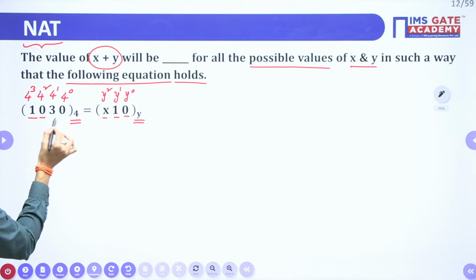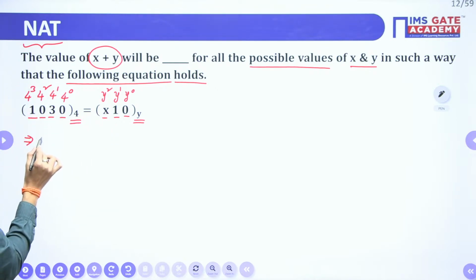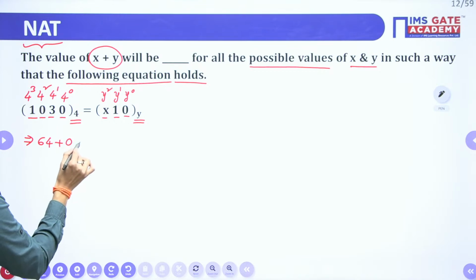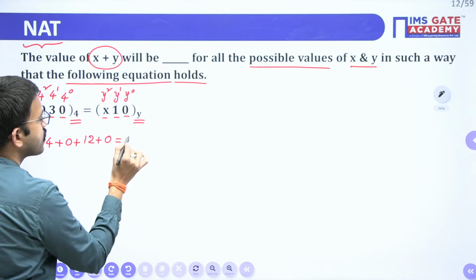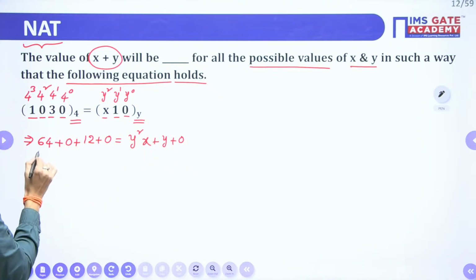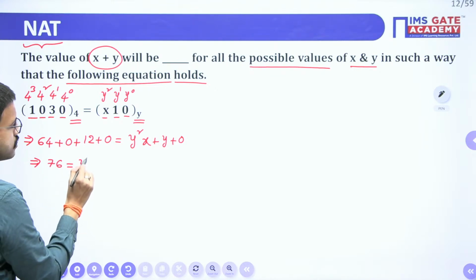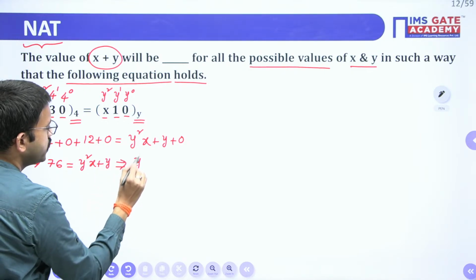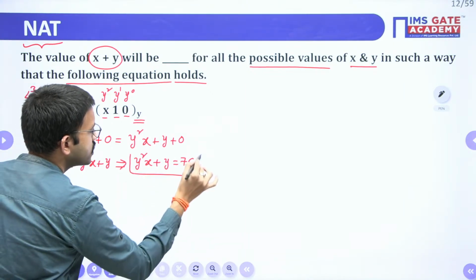Now follow the same approach, multiply each and every digit with the respective positional weight and then add. 4 cube is nothing but 64 into 1, 64, 0 into anything is 0. Then 4 into 3 is 12 plus 0 is equal to y square x plus y plus 0. Now 64 plus 12 you will get 76, which is equal to y square x plus y. So this is one equation you are getting. So I am rearranging this one, y square x plus y equal to 76.